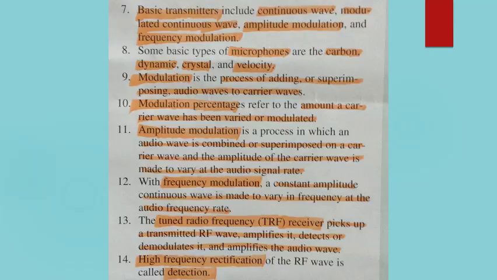High frequency rectification of the RF wave is called detection. The super heterodyne receiver converts the tuned RF signal to an intermediate frequency, or IF signal, so that this signal can be further amplified and refined.